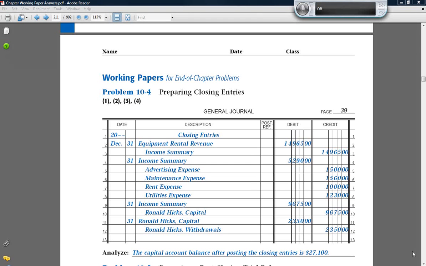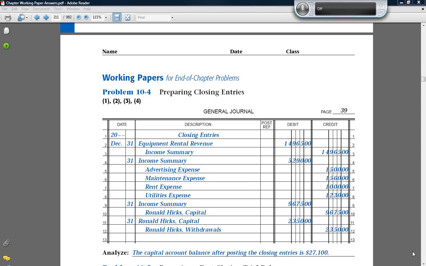Problem 10.4 is preparing to close the books at the end of the period. So we're preparing closing entries. We have a worksheet for Wilderness Rentals. The period ended December 31st. We record the closing entry for revenue, expense, income summary, and withdrawals. There are 4 closing transactions that we will have.